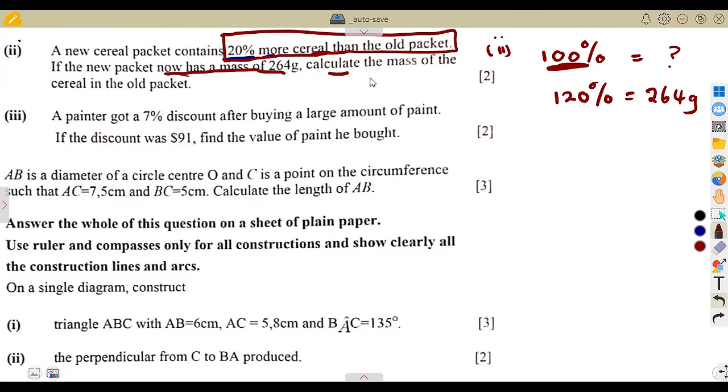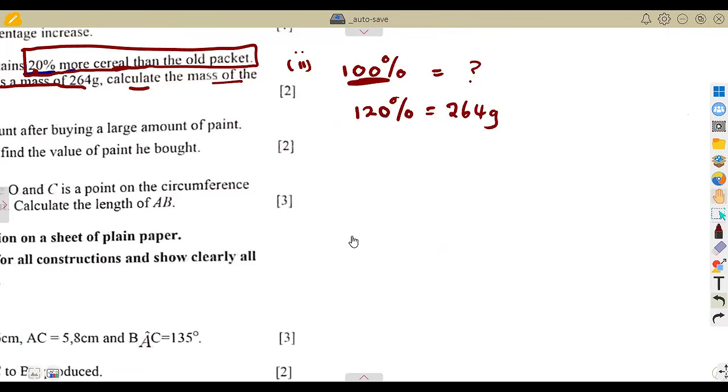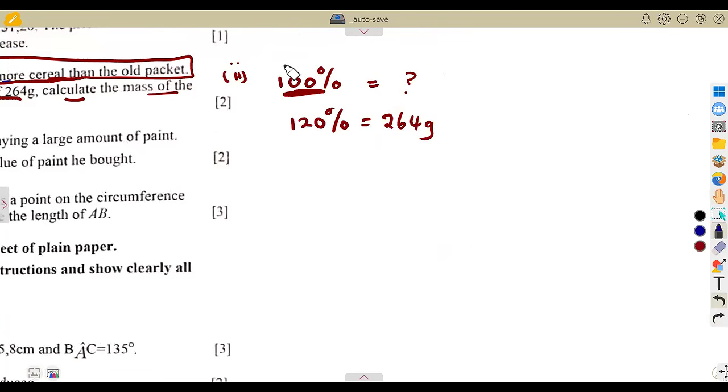Calculate the mass of the cereal in the old packet before the increase at 100%. Remember, I said originally you are at what? You are at 100%. This is the old package that we had. Then this is the new package after an increase. So if they said you're considering a decrease, you subtract from the original 100%. When you're dealing with the percentage, an increase, you add; a decrease, subtract.